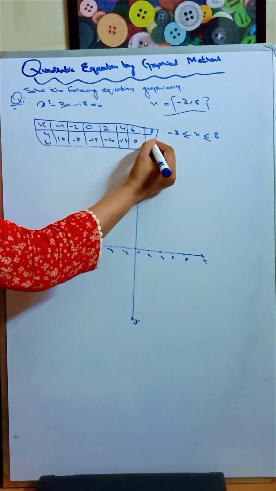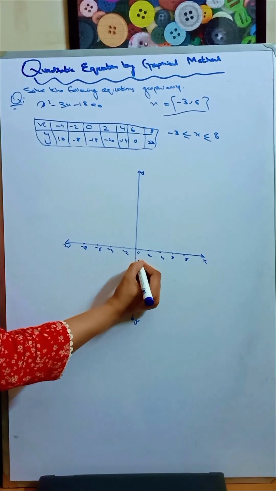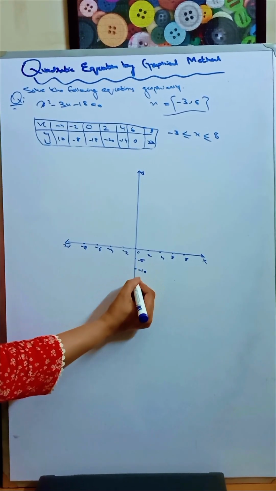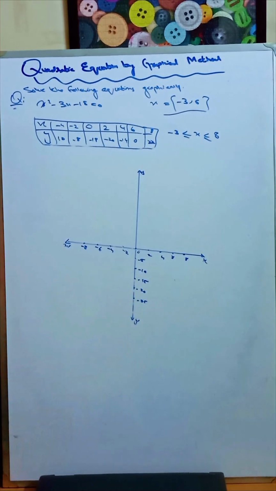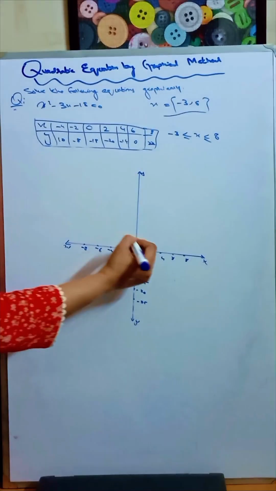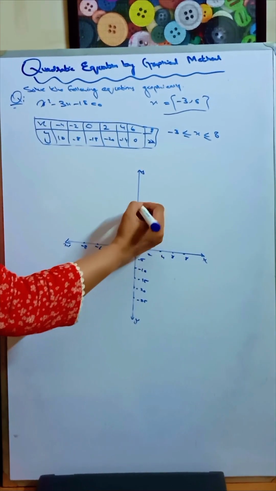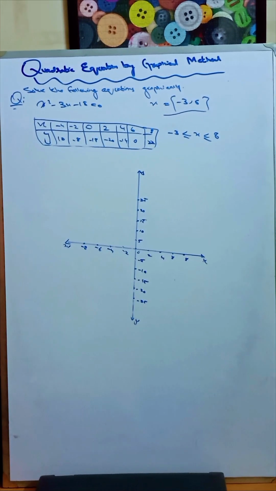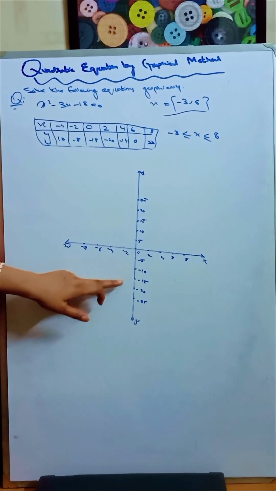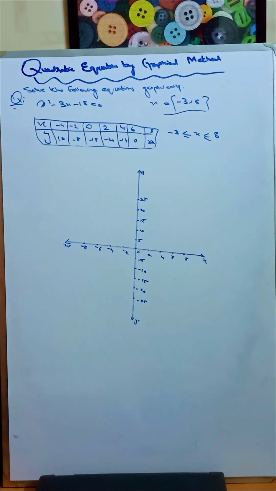So for that purpose I need the same interval. So I can say minus 5, minus 10, minus 15, minus 20, minus 25. Similarly, on the upper side, positive 5, 10, 15, 20, 25. Negative and positive have equal intervals of 5. I hope you understand that. Now let's start.